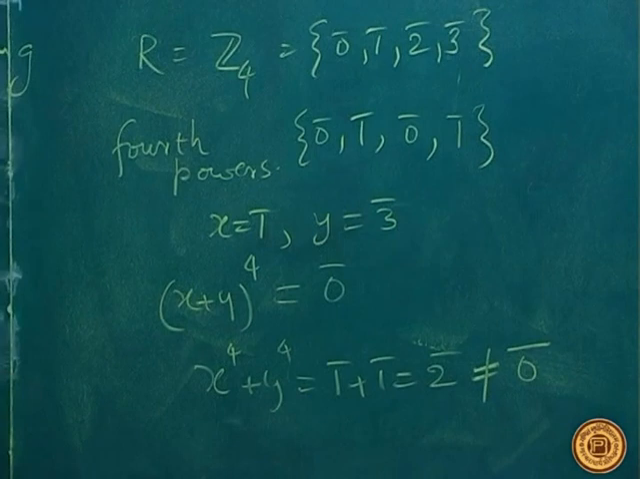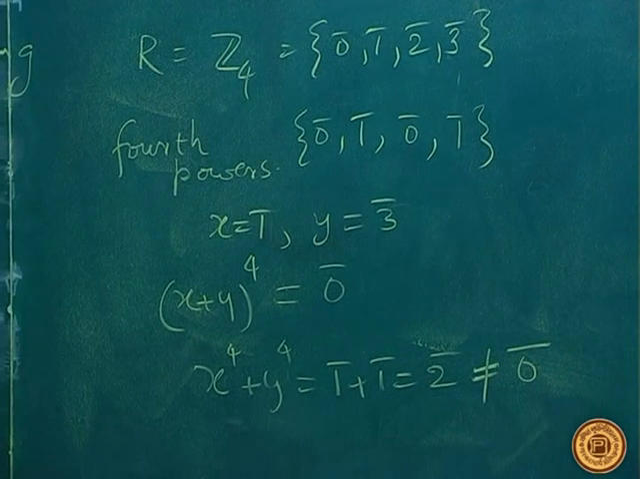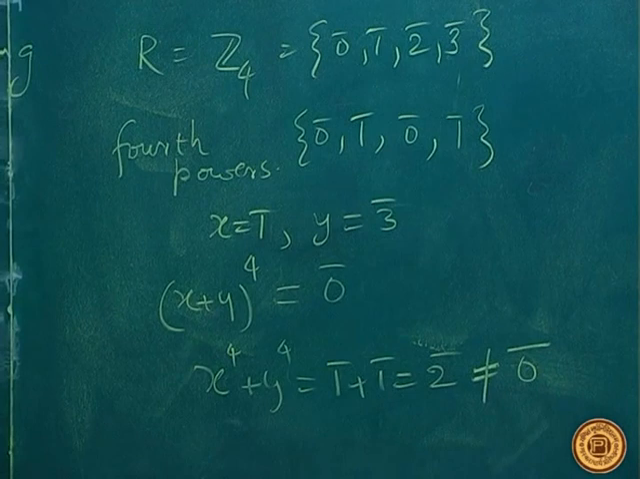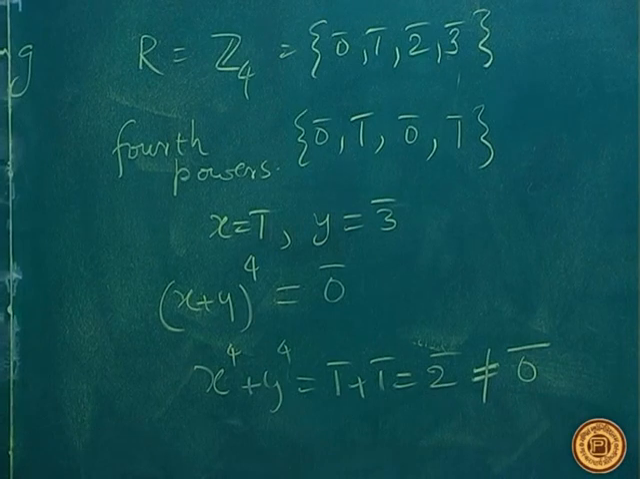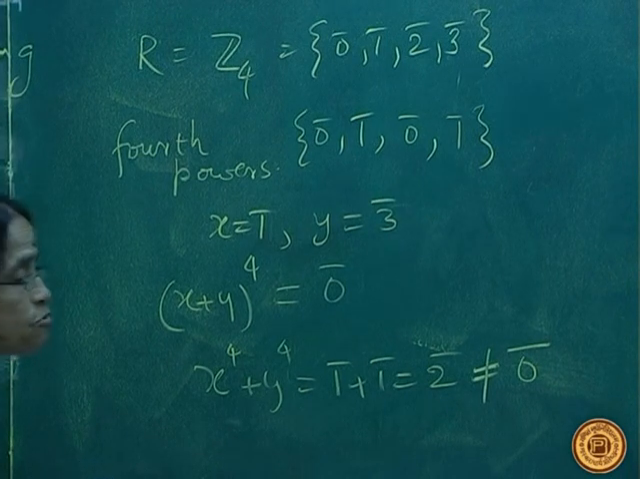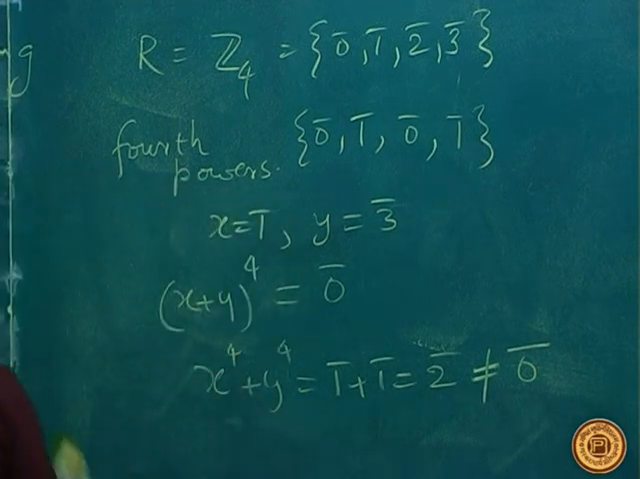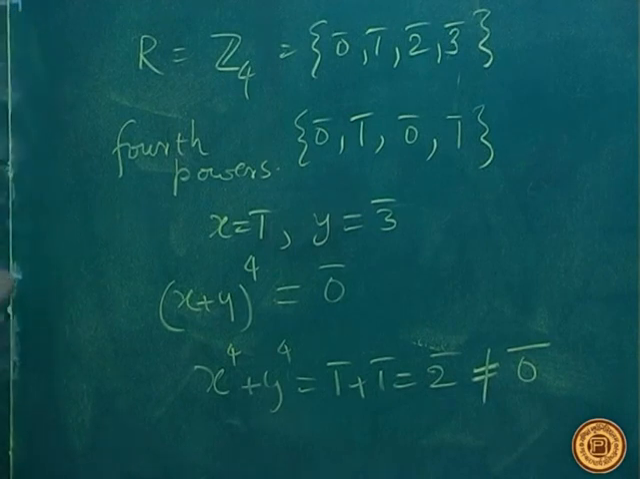So we have got an example where the rule x^n + y^n = (x + y)^n is not satisfied, where n is the characteristic. But the difference is that this n is not a prime. Therefore, Zn is not a field. A lot of things matter if n is a prime or not.